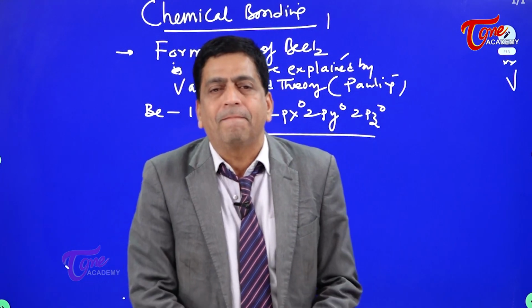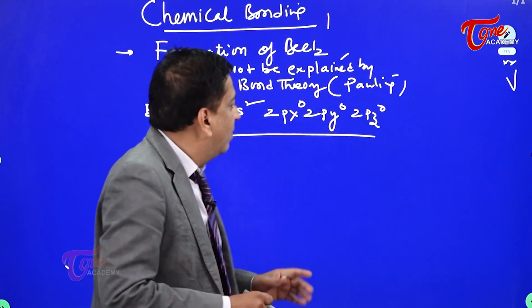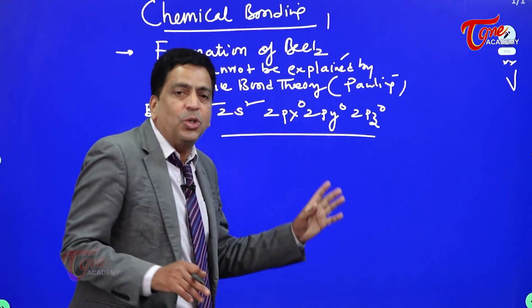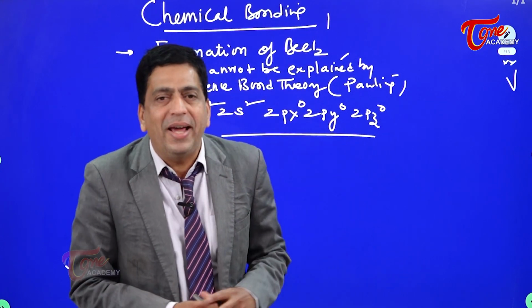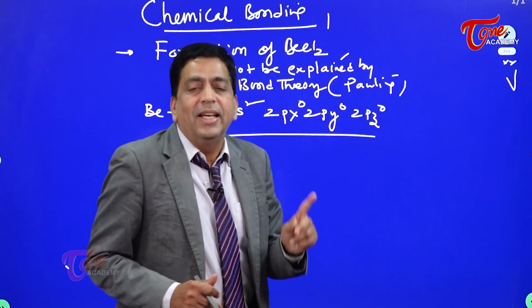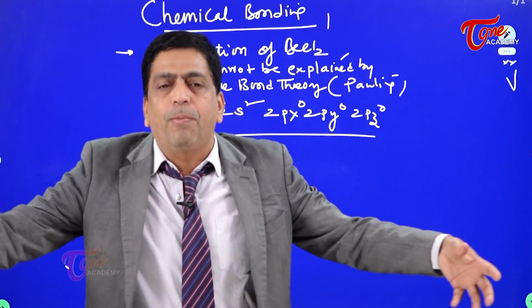The outermost shell. Now what is happening? What is happening is, this is how the beryllium is set up in the ground state. Now what the chlorines are doing here: beryllium chloride is BeCl2. The two chlorine atoms are approaching the beryllium.